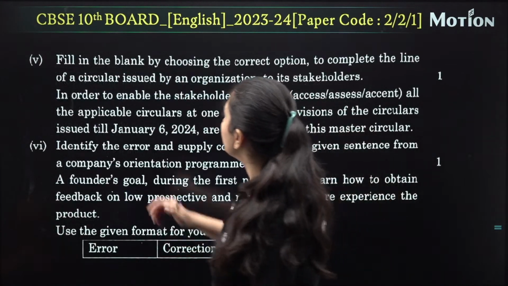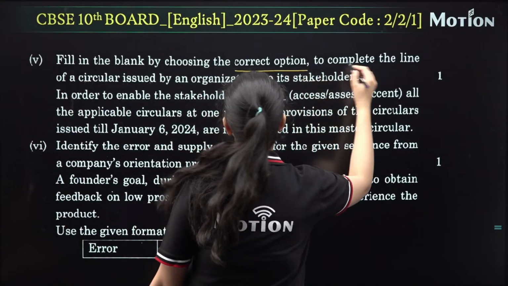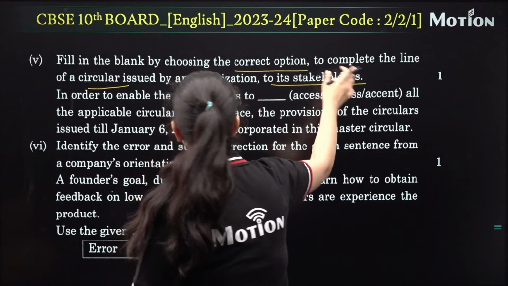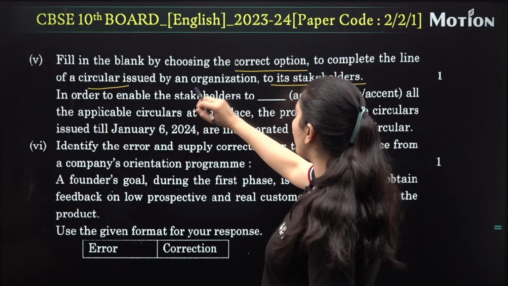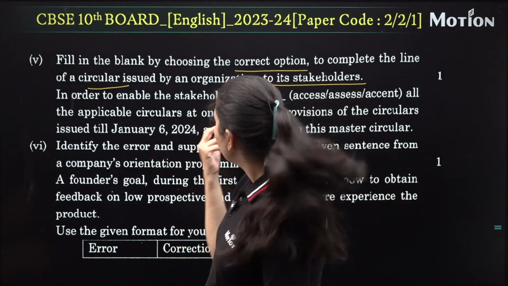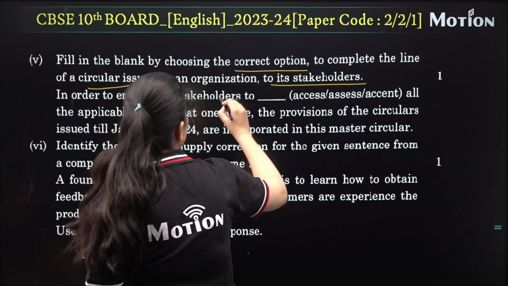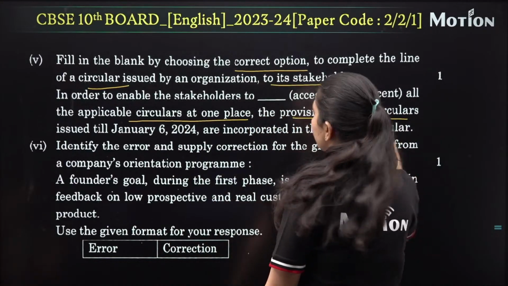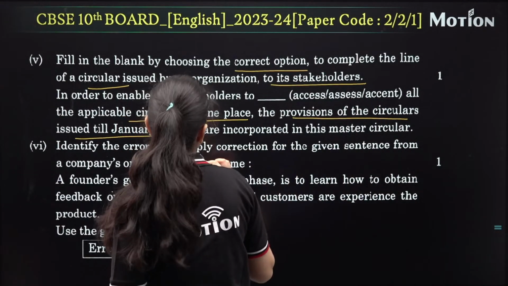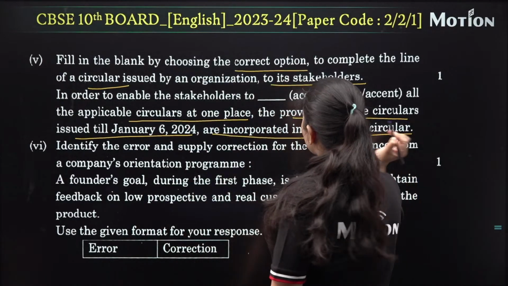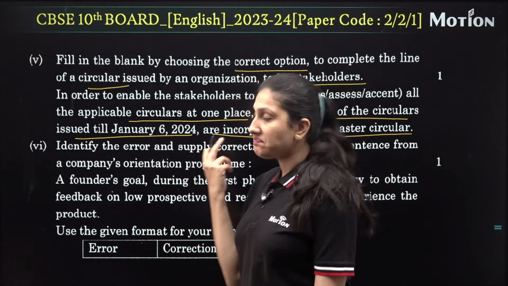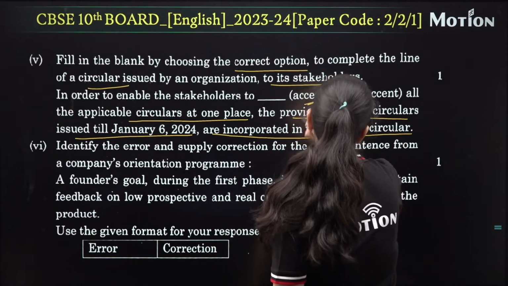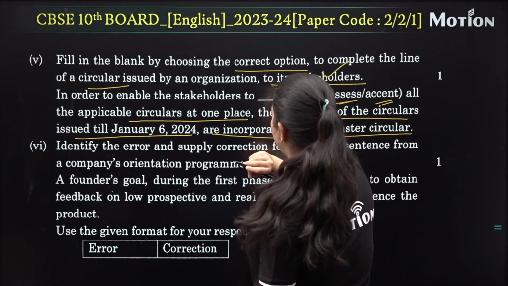Yes, next question. Fill in the blank by choosing the correct option to complete the line of a circular issued by organization to its stakeholders. ठीक है? So this is something, एक circular issue किया गया है, organization ने issue किया है अपने stakeholders को, in order to enable the stakeholders to dash all the applicable circulars at one place. The provisions of the circulars issued till January 6, 2024 are incorporated in this master circular. Incorporated is included. What will come? See, it means to reach, it means to evaluate, and this is something different. This is the correct answer.